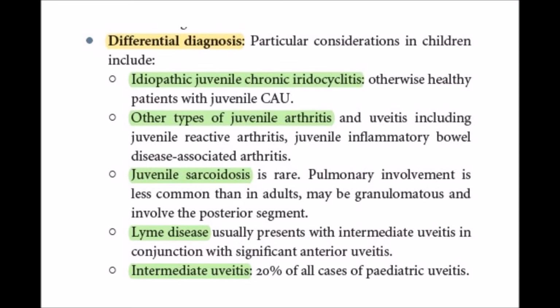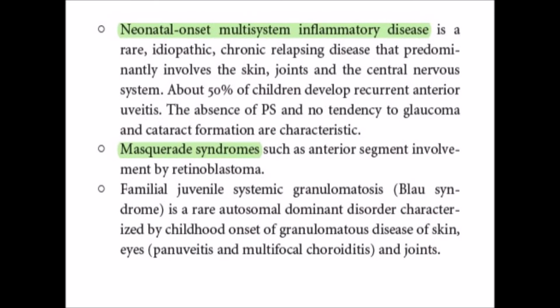Intermediate uveitis accounts for 20% of all cases of pediatric uveitis. Neonatal onset multisystem inflammatory disease is a rare idiopathic chronic relapsing disease that predominantly involves the skin, joints, and central nervous system. About 50% of children develop recurrent anterior uveitis. The absence of posterior synechiae and no tendency to glaucoma and cataract formation are characteristic.